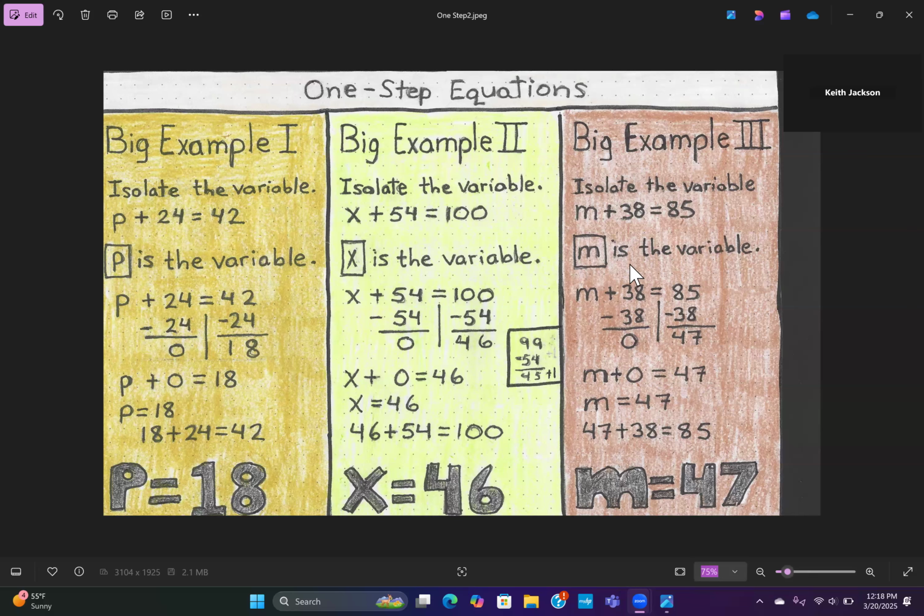Let's move on to big example 3, in which we have m plus 38 is equal to 85. And we're going to isolate m because m is the variable. So we're going to rewrite this one-step equation, m plus 38 is equal to 85. And of course, we're going to subtract 38 from both sides because we want to get m all by itself. And so when we subtract 38 from 38, we get 0 here. And 85 minus 38 will give us 47. And here's our situation: m plus 0 is equal to 47, letting us know, of course, that m is equal to 47, because 47 plus 38 will give us 85, letting us know that m is equal to 47.